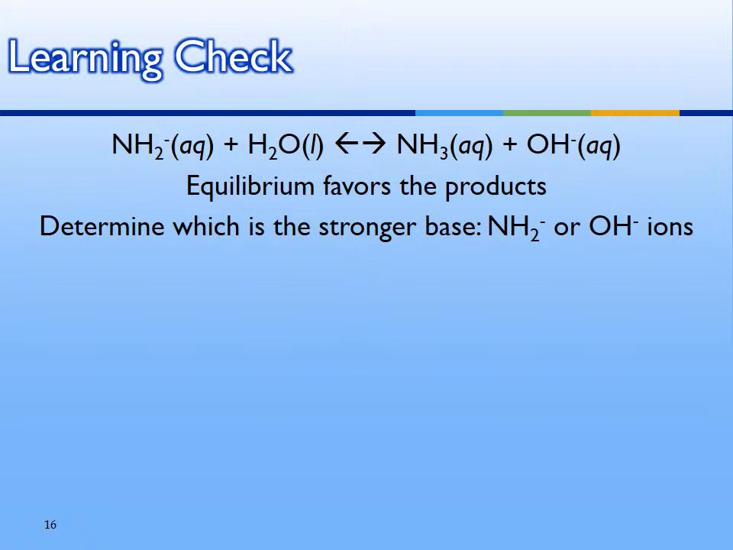Okay, try your hand at this problem. This is the amino radical ion reacting with water to form ammonia and the hydroxide ion. The problem says the equilibrium favors the products, so determine which one is the stronger base, the amino radical ion or the hydroxide ion. Come back when you're done after pausing the presentation.